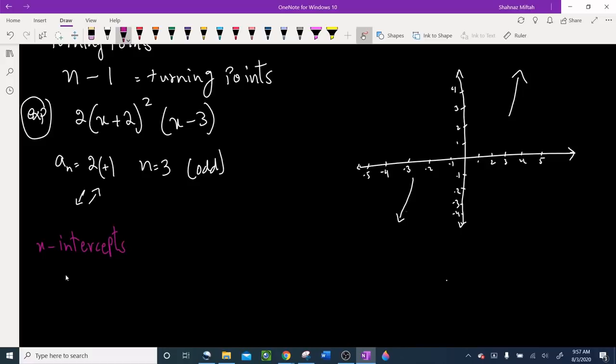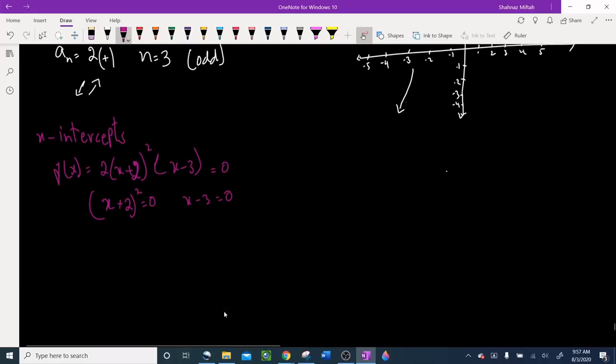which means make this whole function f of x equal 2(x plus 2) whole squared (x minus 3), and make this equal 0. Then divide 2 on both sides, it disappeared. Then I have (x plus 2) whole squared equals 0, and I have x minus 3 equals 0. To get the x-intercepts or zeros, use square root because I need to get rid of this square, and the opposite is going to be square root.